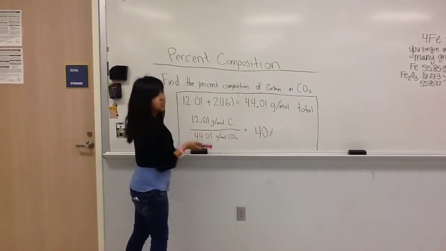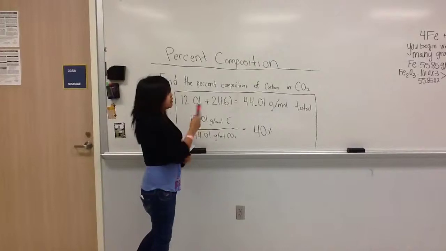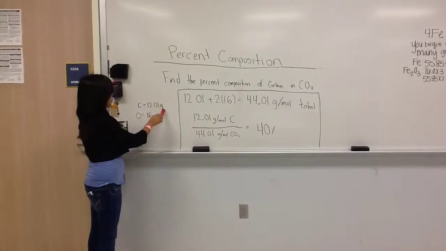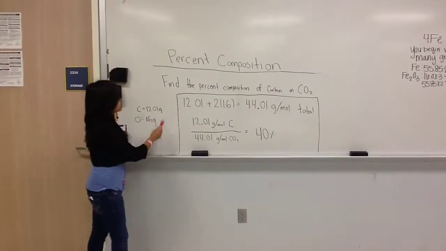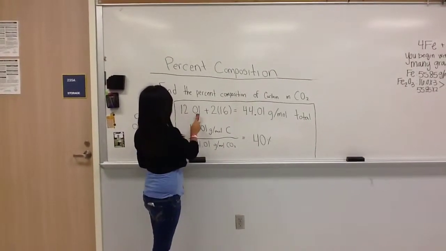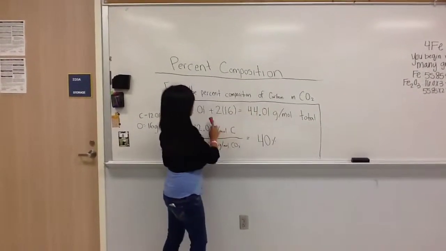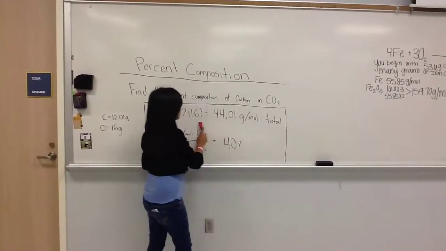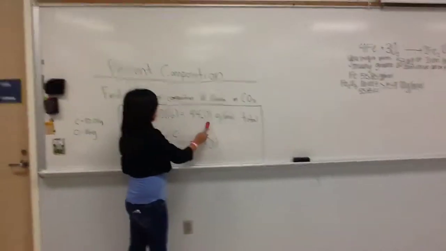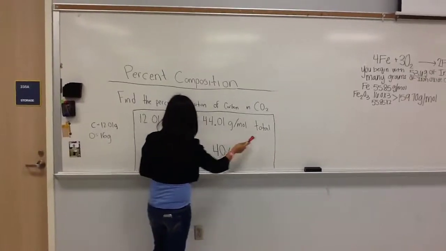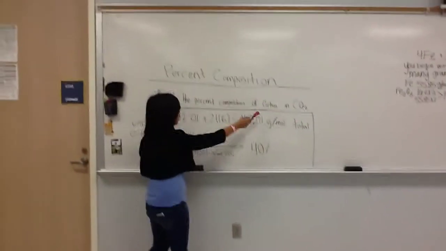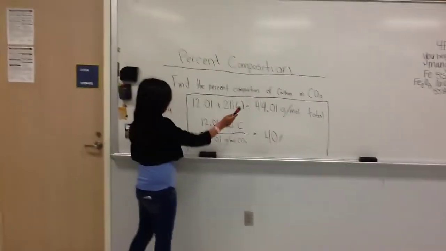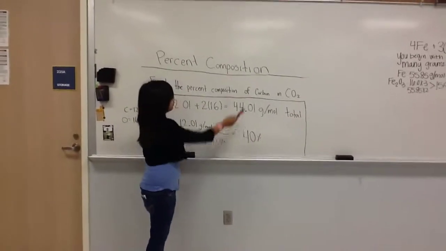So to find it, we have to find each molar mass of each element, like Aaliyah did. Carbon is 12.01 grams, and oxygen is 16 grams. So we have 12.01 for the one carbon, plus 16 times 2 for the 2 atoms of oxygen to give you a total of 44.01 grams of carbon dioxide. And all you do is take, since we're trying to find carbon, we take the mass of carbon over the total, which we just found out, and you get 27% of carbon in carbon dioxide.